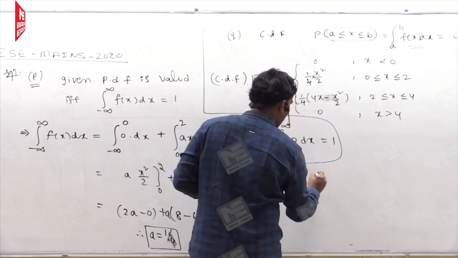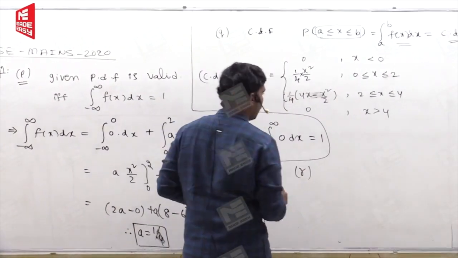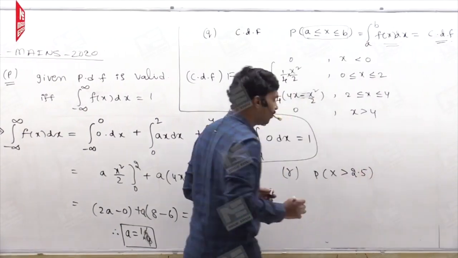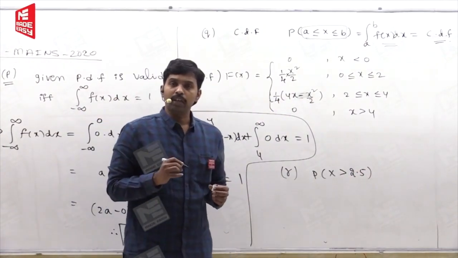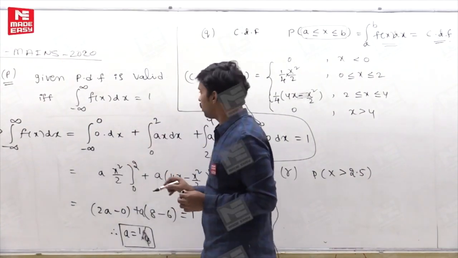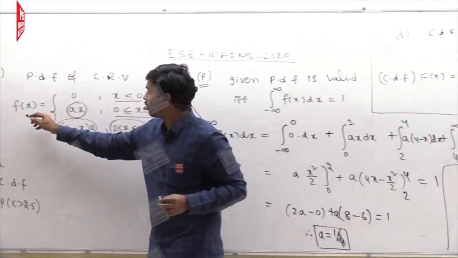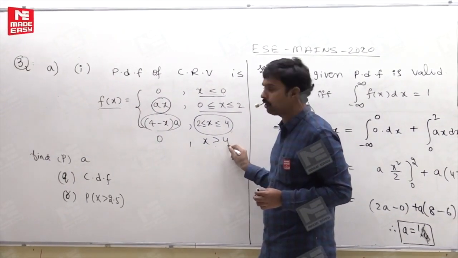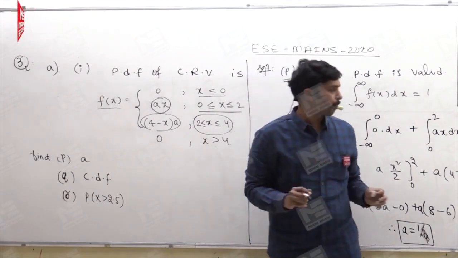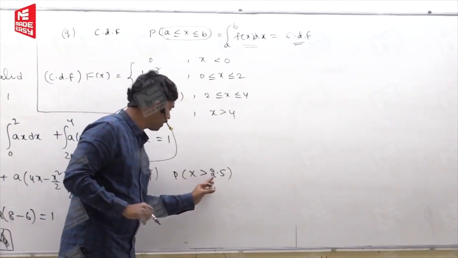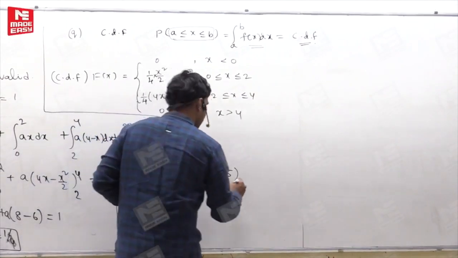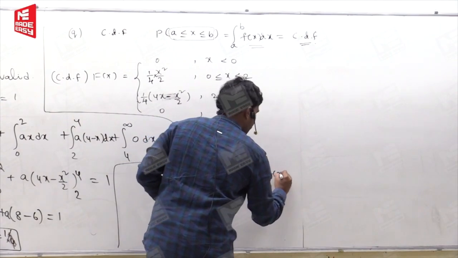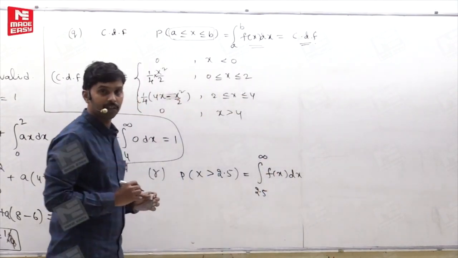Now moving on to R. What is this R here? We need to find the probability of x greater than 2.5. As we know, this probability density function is defined only up to 4. For greater than 4, it is 0. Therefore, I can find P of x greater than 2.5 as the integration from 2.5 to infinity of f of x dx.